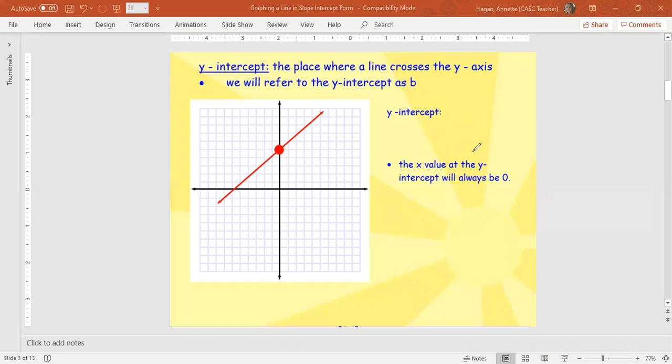At the y-intercept, our x value will always be 0. So at my y-intercept, x will always be 0. In this example, my y-intercept is 1, 2, 3, 4, 5 up. So the y-intercept is (0, 5). Okay, and the x value at the y-intercept will always be 0. So this is all important information to write down. I really need you to write down this definition and this little fact about the y-intercept. You can pause the video to write this down if you need to.